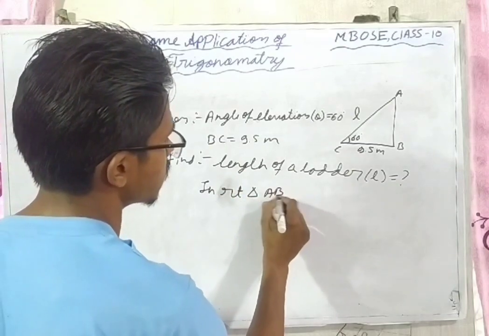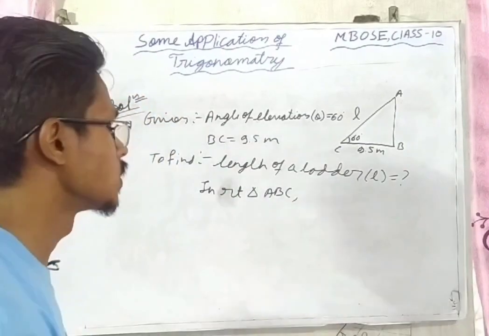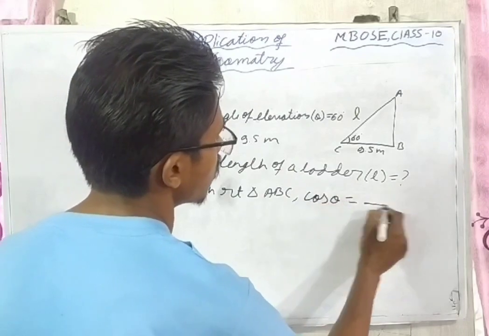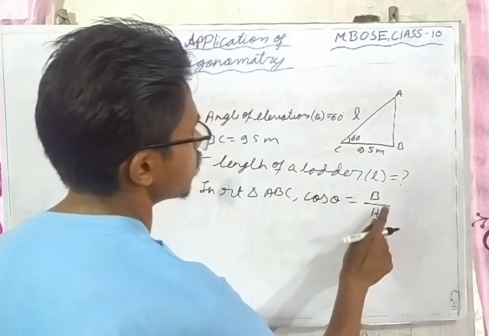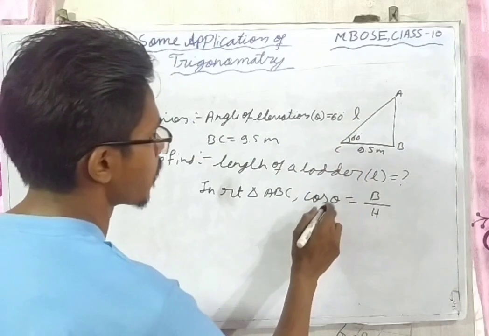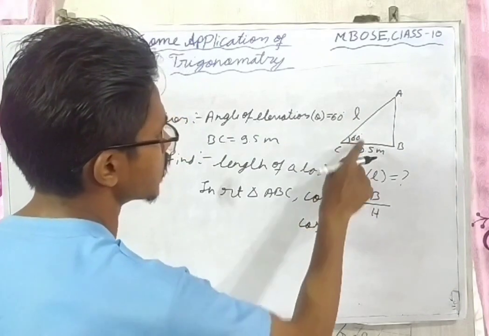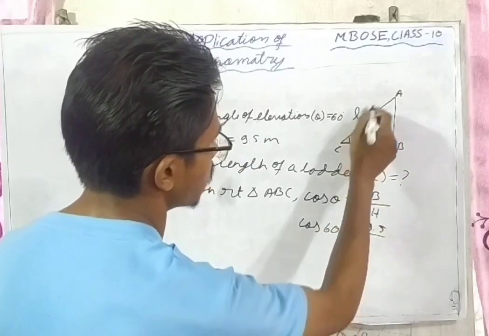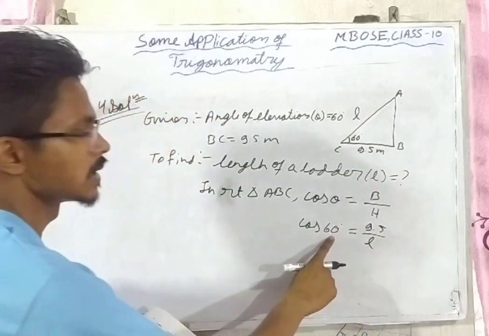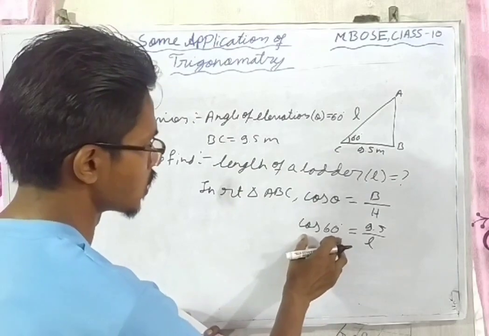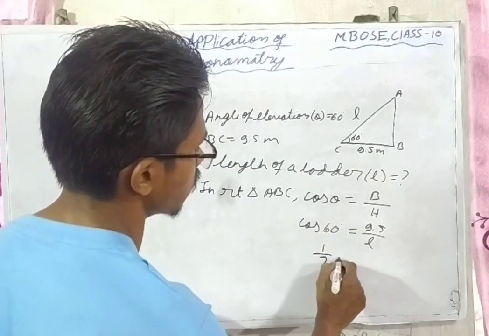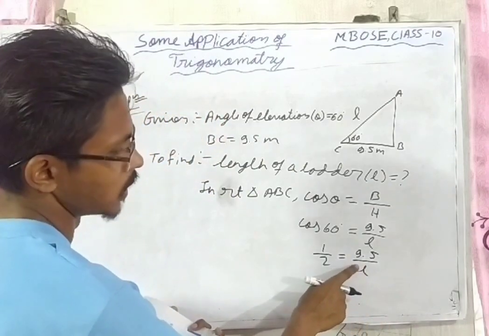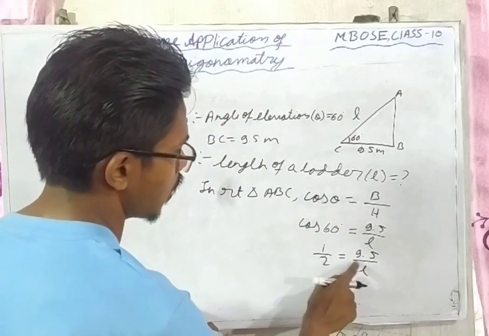Hypotenuse and base, what trigonometric ratio can we use here? In right triangle ABC, cos theta we can use here. Cos theta is equal to base by hypotenuse. Theta is given, 60 degrees, and the base is 9.5 and the hypotenuse is L. Cos 60 degrees, in the trigonometric table, is 1/2. So 1/2 is equal to 9.5 by L. So if I do cross multiply, then I can get the answer.